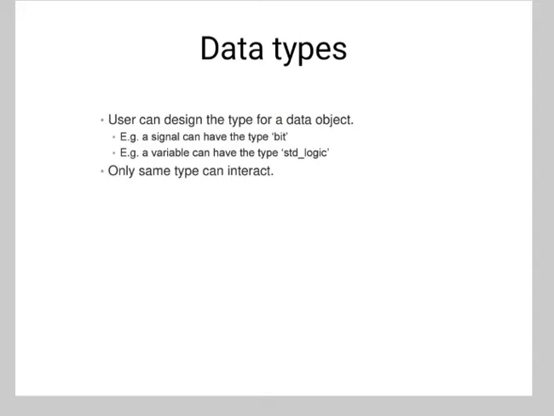So VHDL is a strongly typed language. Every constant, variable, signal, function and parameter is declared with a type such as integer or boolean, and it can hold or return a value of that specific type.